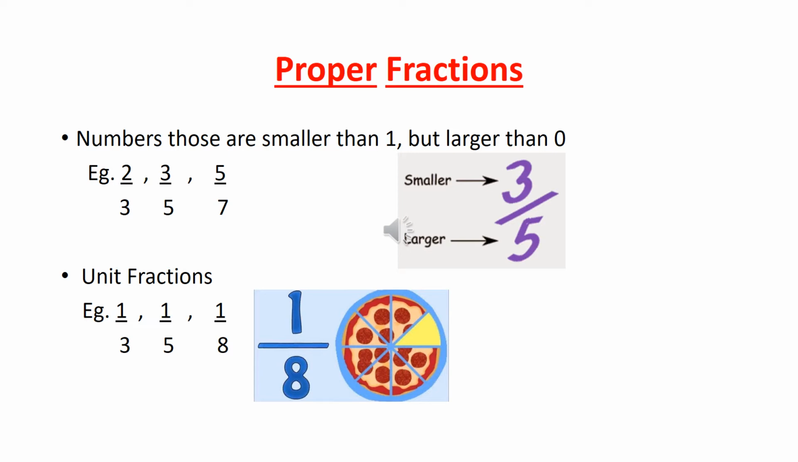That is a proper fraction. A special kind of proper fraction is the unit fraction. That means the numerator is the unit. Always the numerator is 1. For example, 1 divided by 3, 1 divided by 5 and 1 divided by 8.